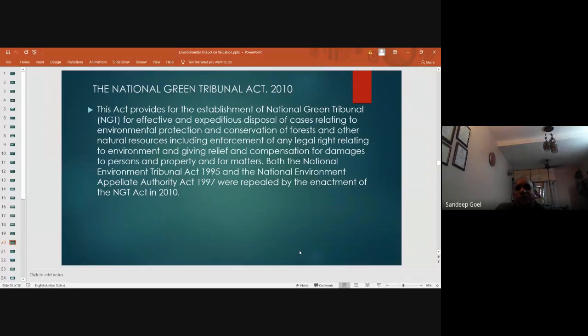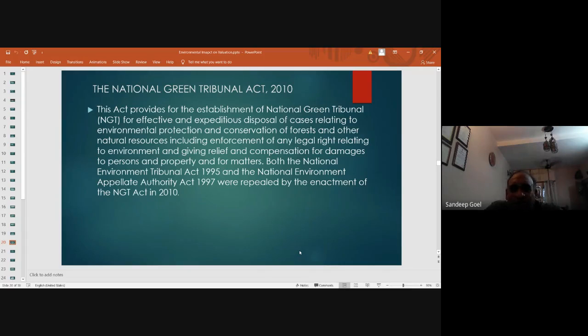Most important one, National Green Tribunal Act 2010. What does this act do and why was it formed? This act provides for establishment of National Green Tribunal. So you must have heard in Delhi news that NGT has imposed ban on that. NGT has put so much of penalty to them.